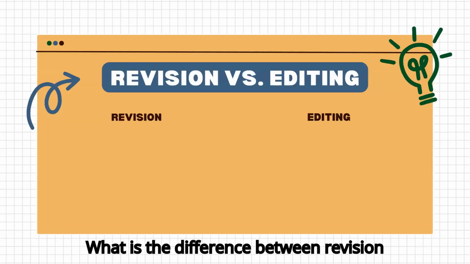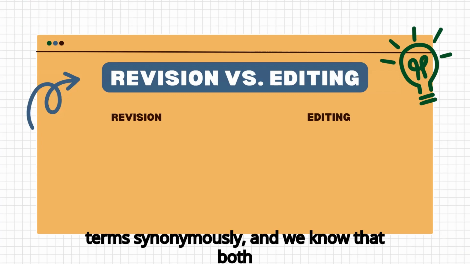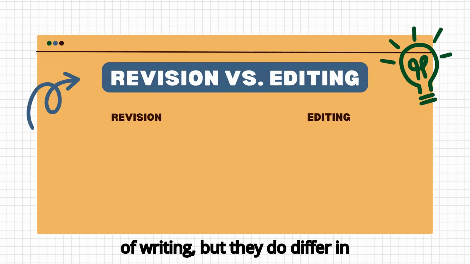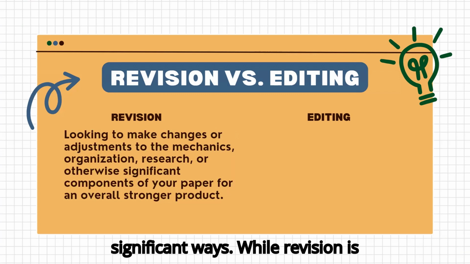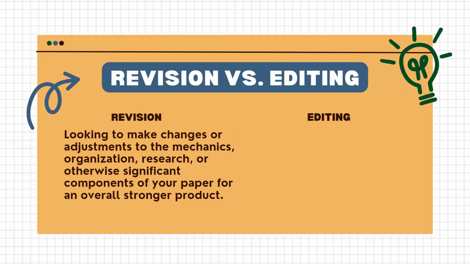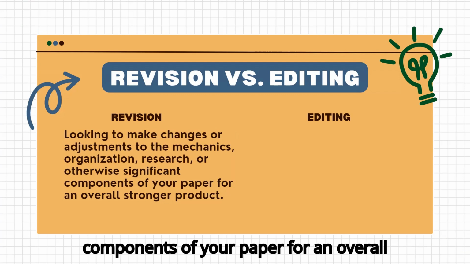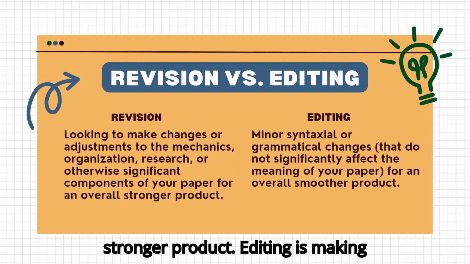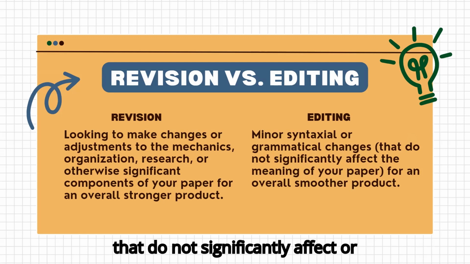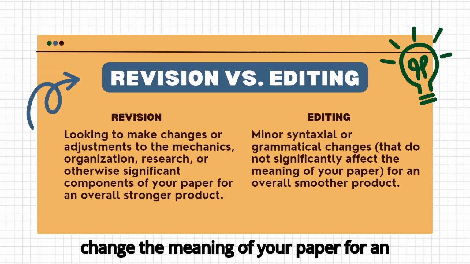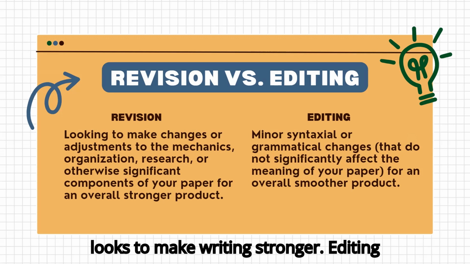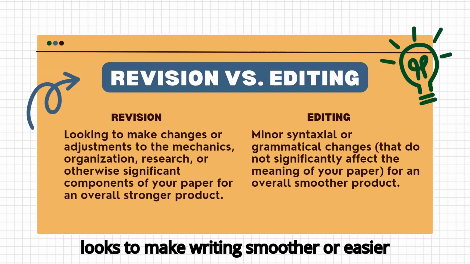What is the difference between revision and editing? Often you might hear those terms synonymously, and we know that both happen after the initial drafting phase of writing, but they do differ in significant ways. While revision is looking to make changes or adjustments to the mechanics, organization, research, or otherwise significant components of your paper for an overall stronger product, editing is making minor or syntactical grammatical changes that do not significantly affect or change the meaning of your paper for an overall smoother product. So revision looks to make writing stronger. Editing looks to make writing smoother or easier to read.